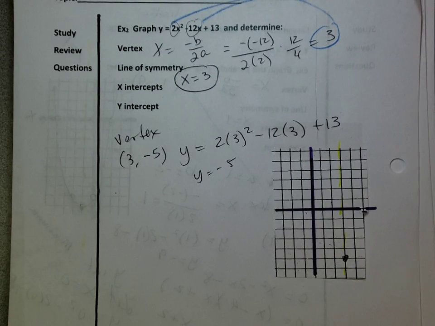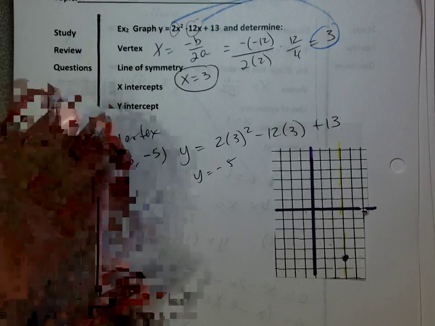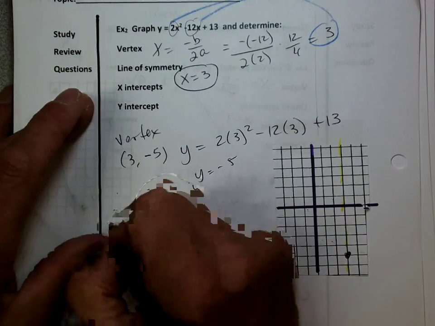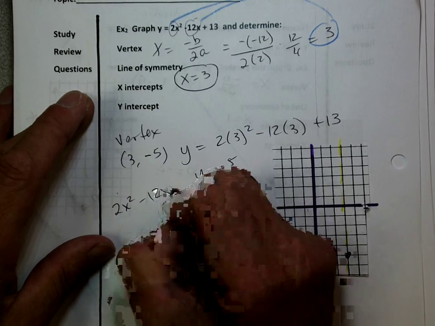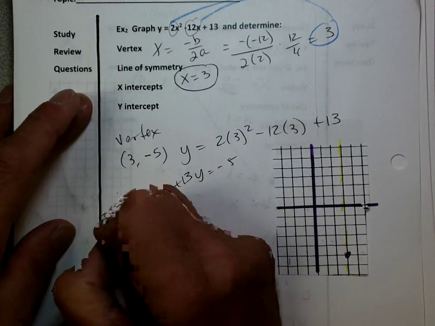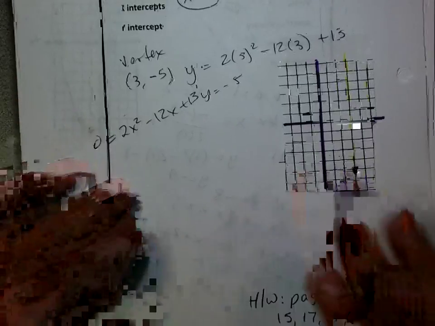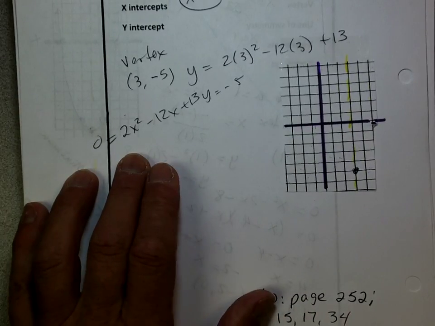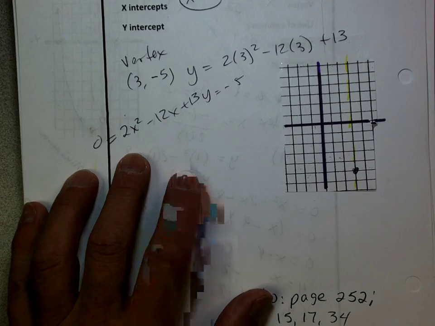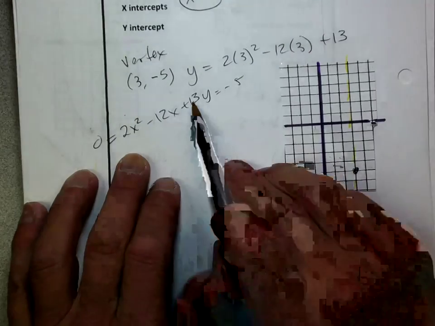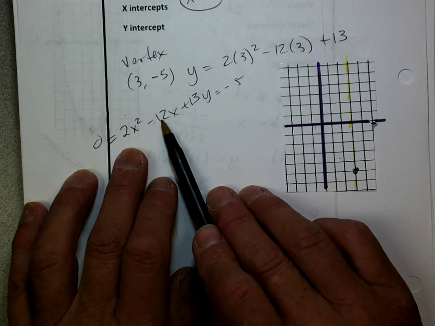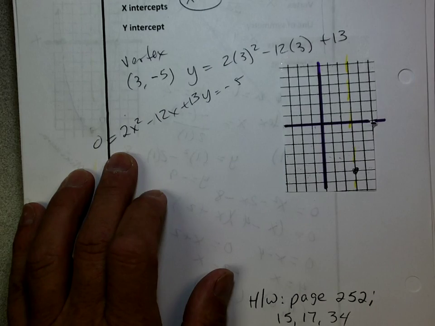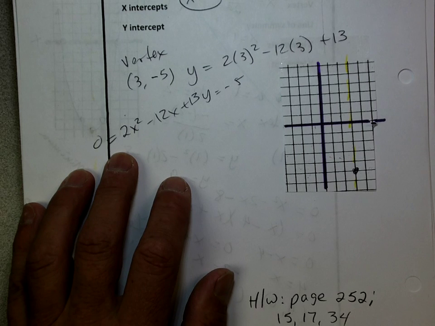Now, x-intercepts. Let's see if this factors. Now, if it doesn't factor, then we're going to have to figure some things out. So I'll get 2x squared minus 12x plus 13, and that equals 0. Will it factor? I don't know. Let me see if I can figure out if that factors. So what are the multiples of 13? 13 and 1. And somehow we have to get a 12. We have to use the 2. I'm not sure if that's going to work. Give me a second to think about it.